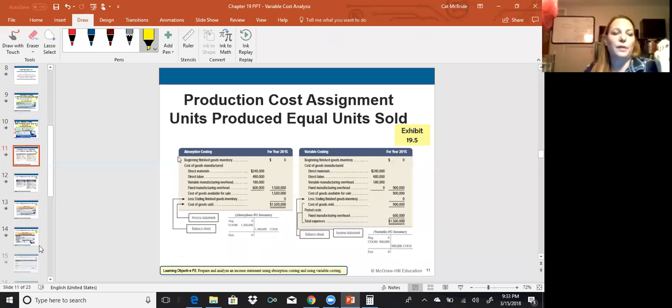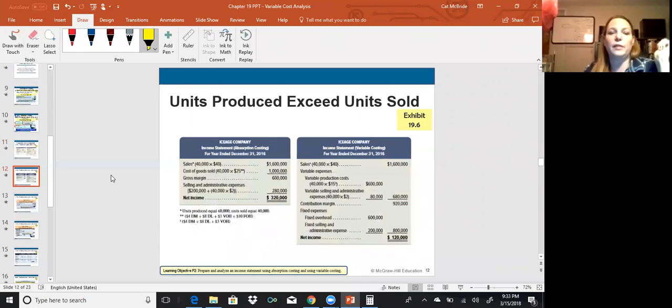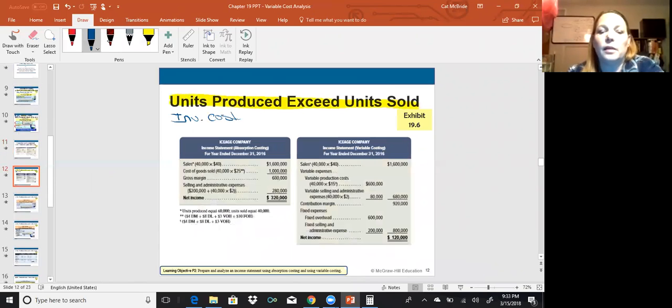Now let's look at what happens if production is different. So here we have units produced exceed units sold. Let's first think about what that means. That means that there's more inventory cost left on the balance sheet because it's not sold. Does that make sense? There's more inventory cost left on the balance sheet if we produce more than we sell.